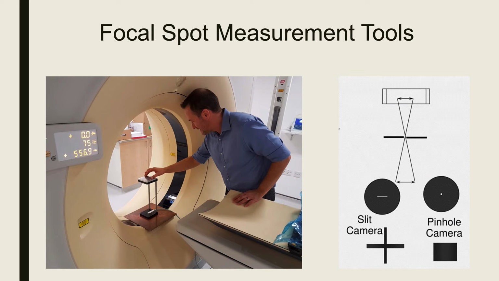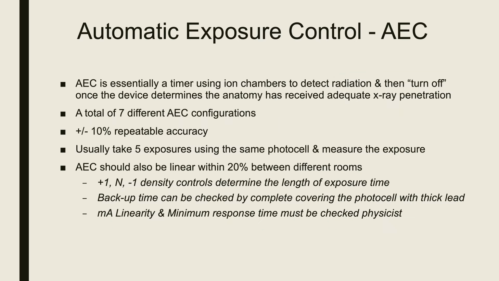Automatic exposure control, or AEC, is essential that this is working properly, along with its repeatable accuracy. If you're repeating the same exposure using the AEC over and over, the acceptance is plus or minus 10%. There's a total of 7 different AEC configurations, just so that you know.